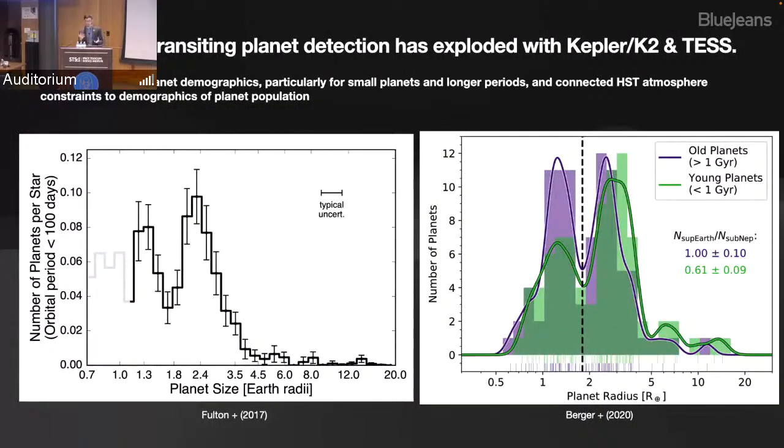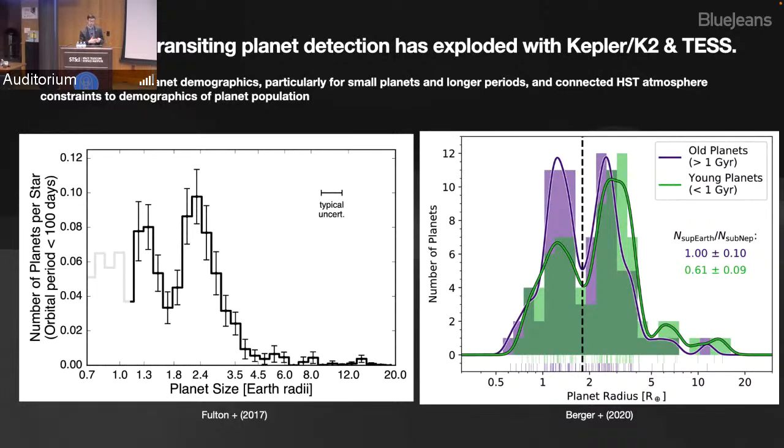And this actually revealed new features of planet demographics. So probably the most famous is the radius gap, which is a lack of planets between 1.6 and around 2.2 Earth radii. And that's basically the boundary between rocky super-Earths and gaseous sub-Neptune worlds.